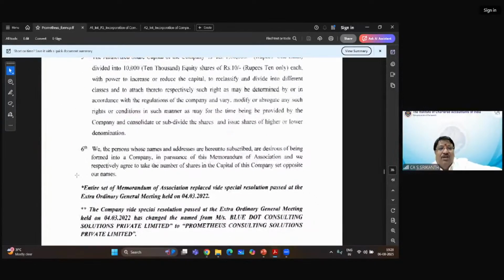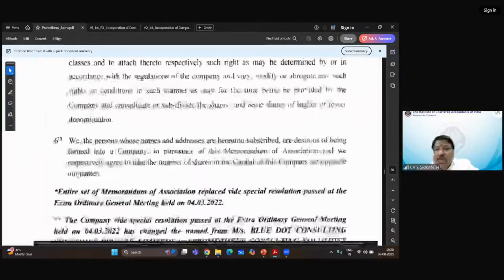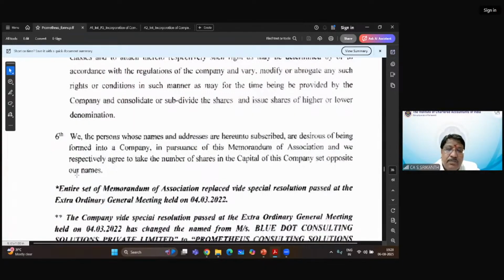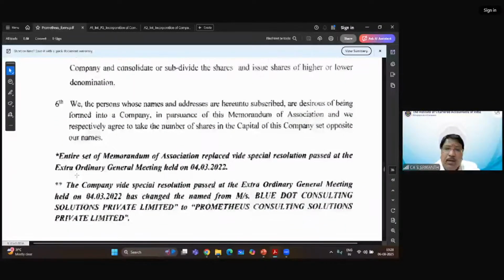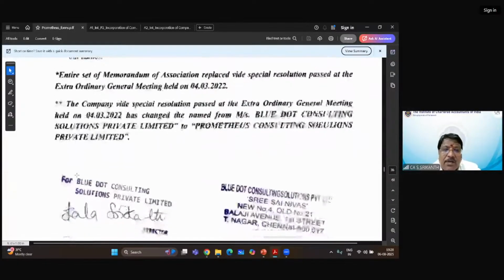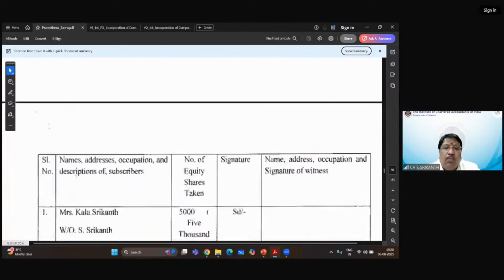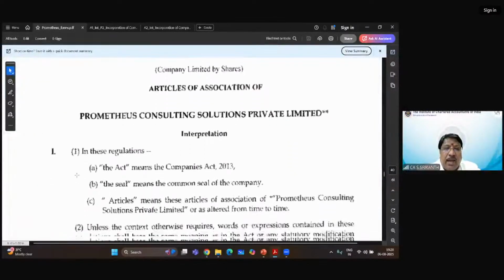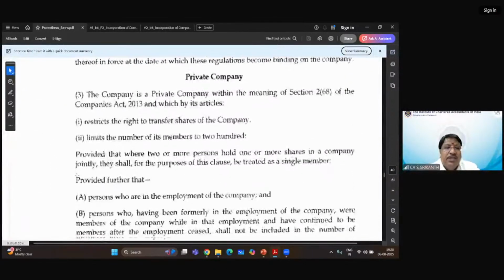Sixth is the association clause. We, the persons whose names and addresses are hereunto subscribed, are desirous of being formed into a company. So the old memorandum has been entirely replaced. Similarly, the articles also we have, wherein again the name has to be changed. Everywhere you have to change.